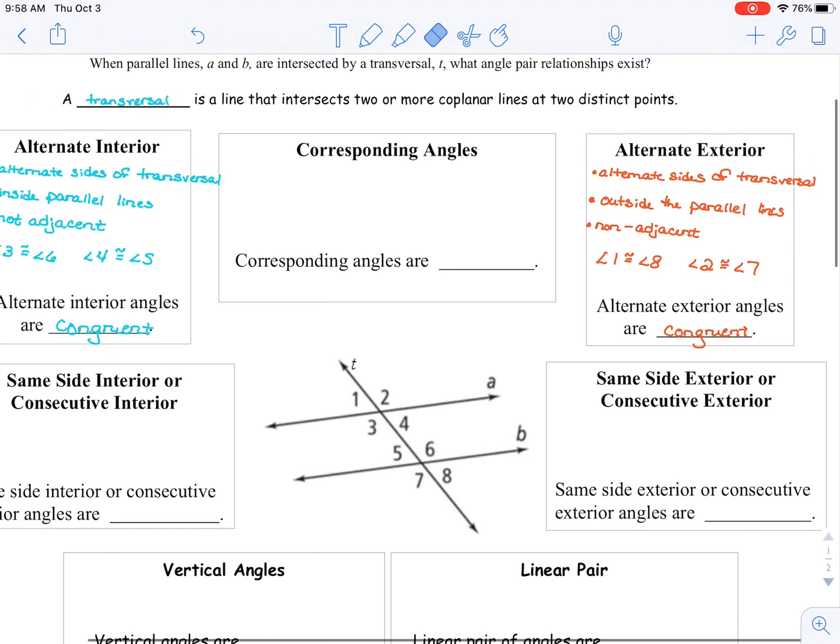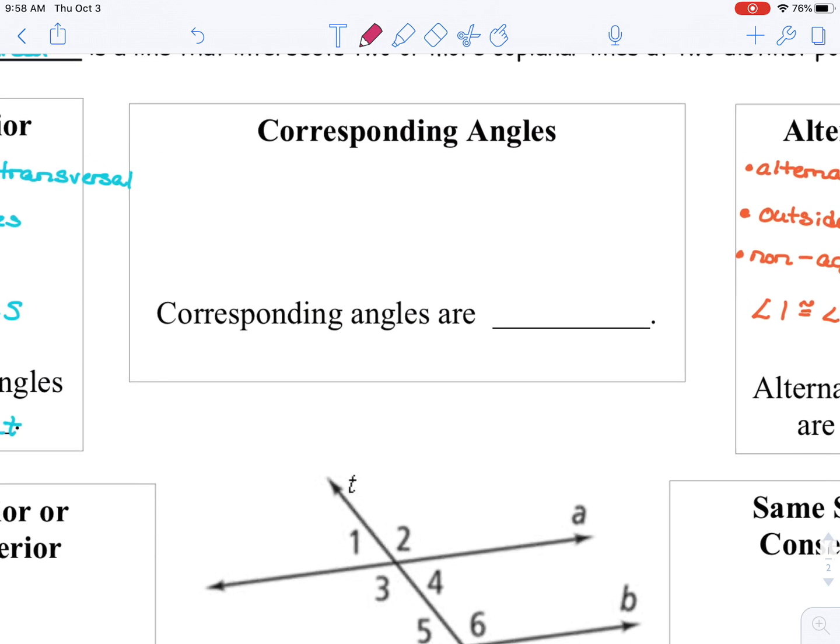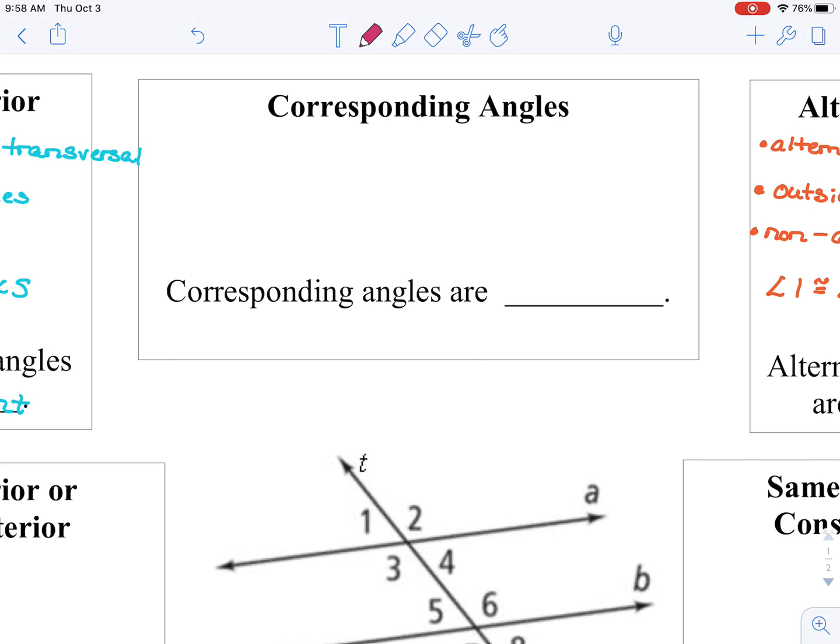So we have alternate interior, we have alternate exterior, and then smack dab in the middle of your notes are the corresponding angles. These ones are kind of hard to fully define, so I'll kind of put a few things on here. One of the key differences though, these ones are on the same side of the transversal.